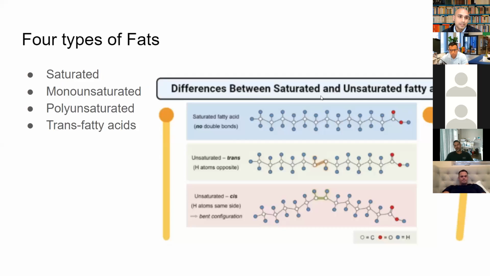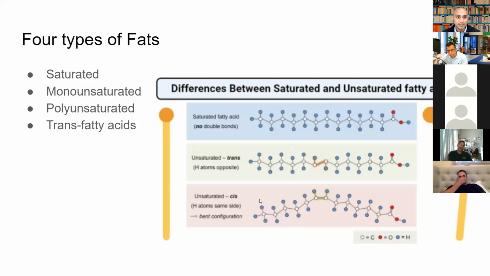And the next one. Okay, and then just a point about the types of fats. Remember, triglycerides are fatty acids connected to glycerol, right? So there are three fatty acids, but there are different types of fats. I'm sure you guys have heard about saturated, monounsaturated, polyunsaturated, and trans fatty acids, right?